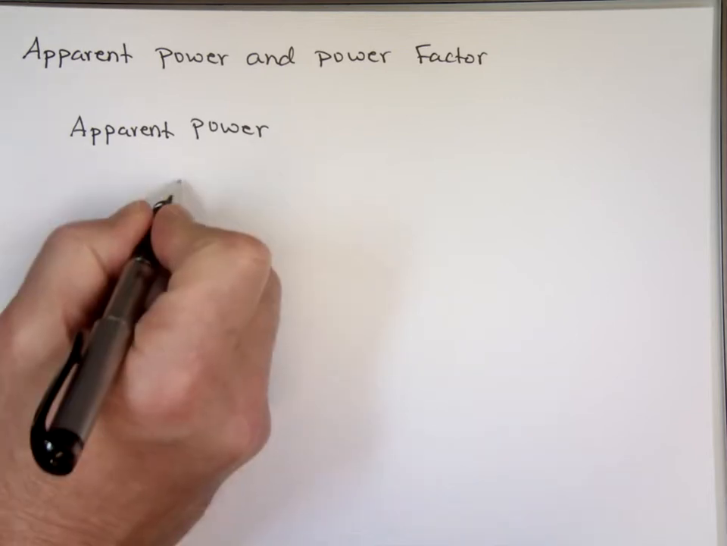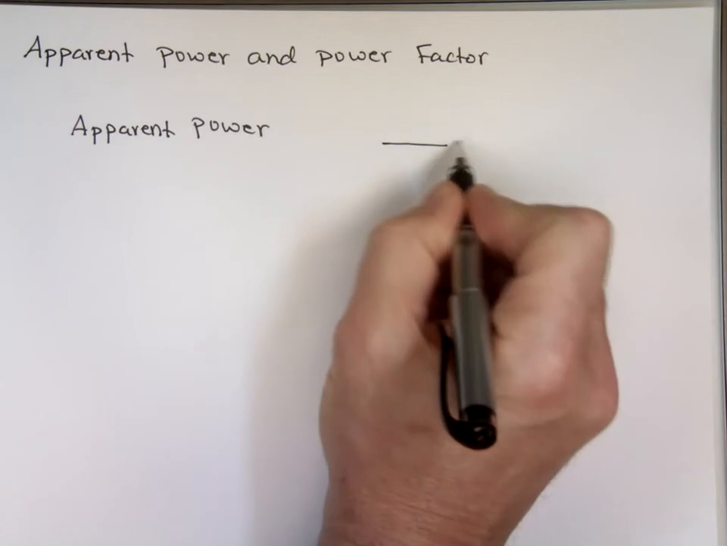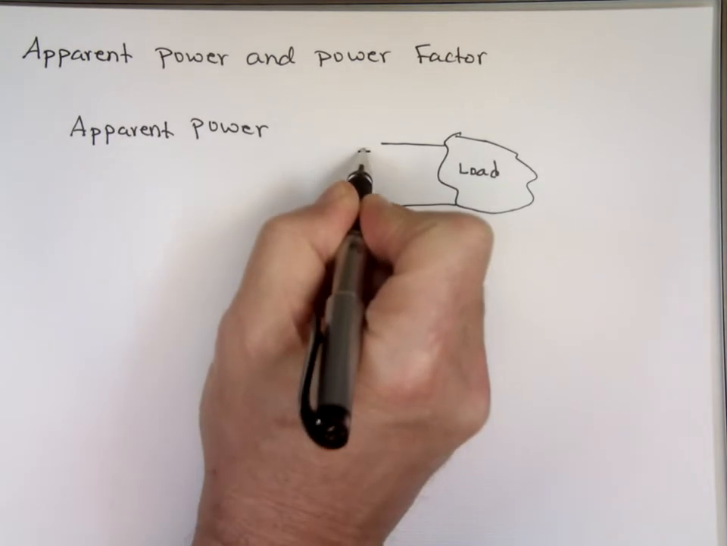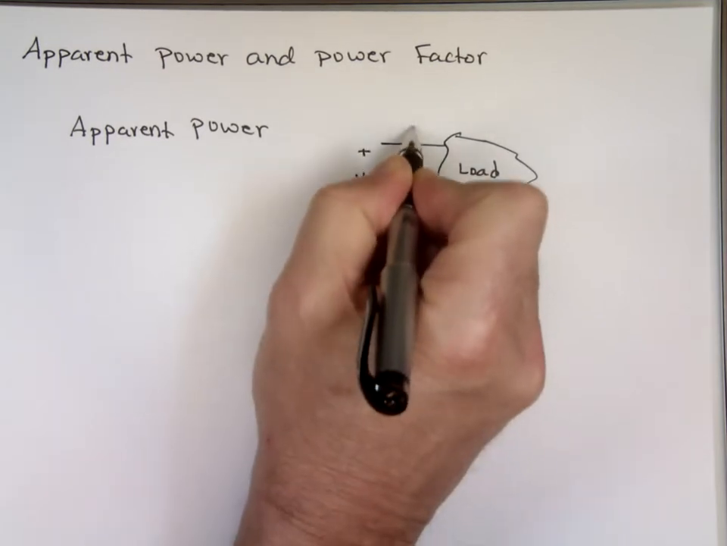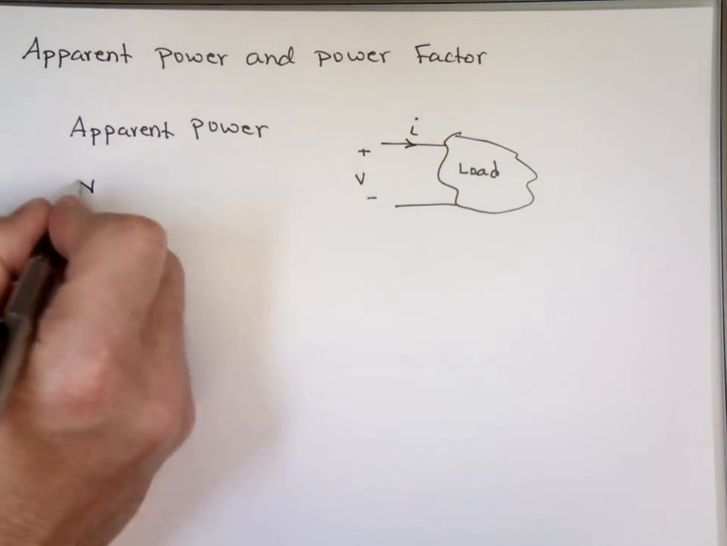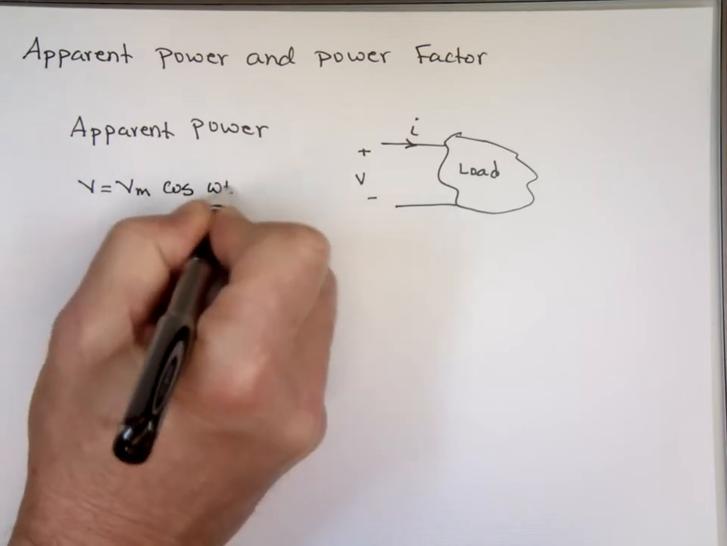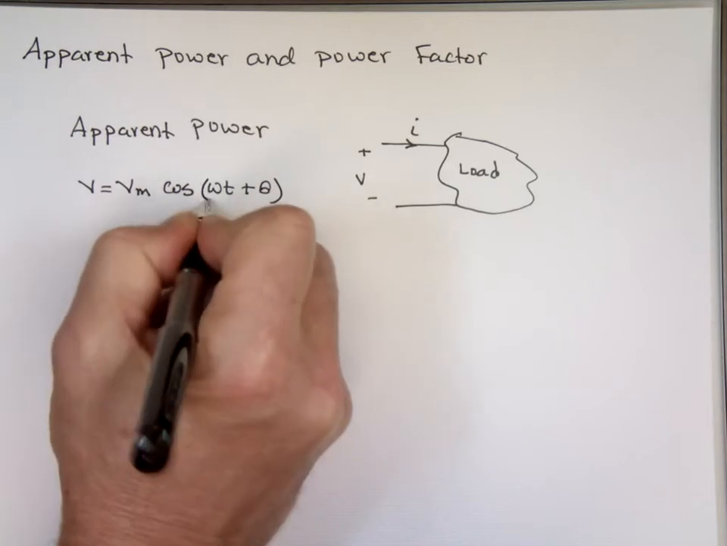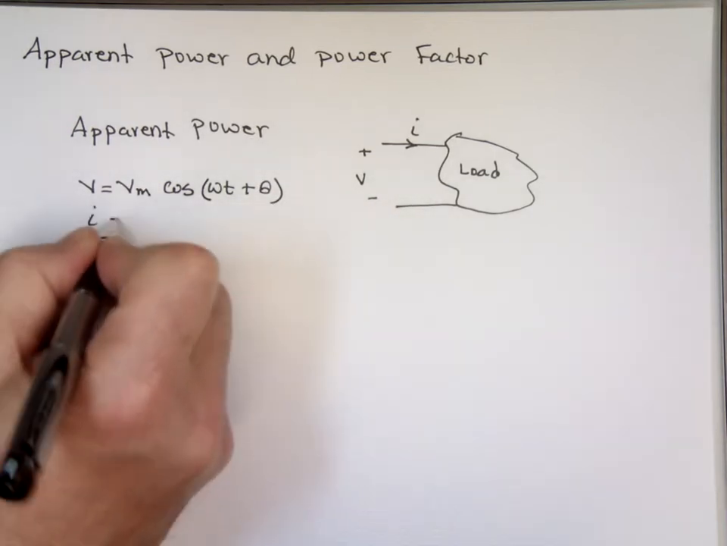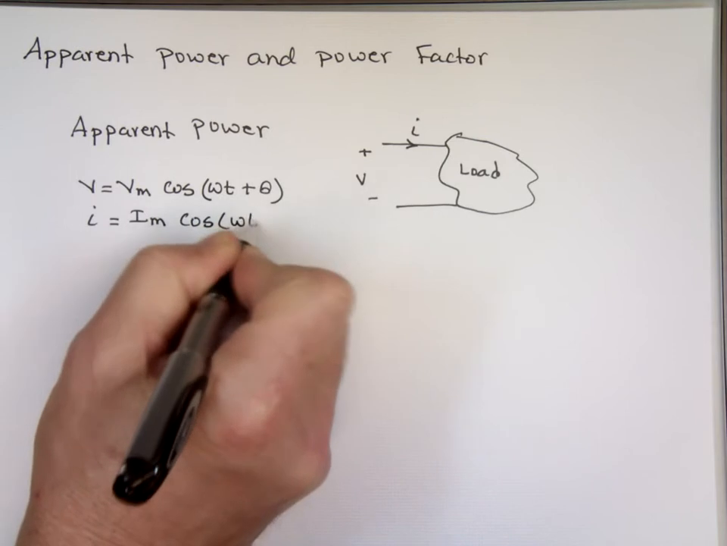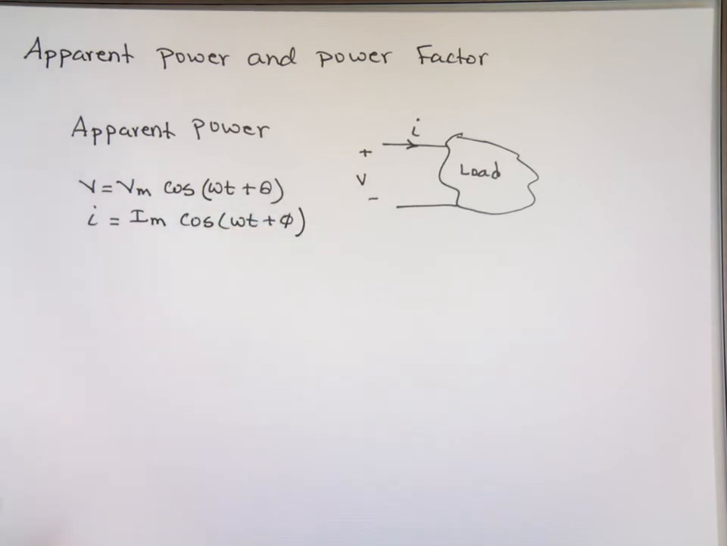Now, let's say we have a voltage source, like we have a circuit here. There's the load. I'm just drawing a picture. I'm not even telling you what that is. And the voltage here, V, and there's a current going through it, I. And let's assume for the sake of discussion, the voltage has a value of V max times cosine of omega t plus theta. Then the current going through that is going to be some maximum value, I max, cosine of omega t plus phi.